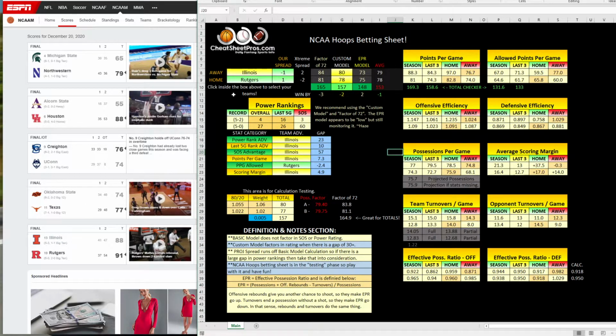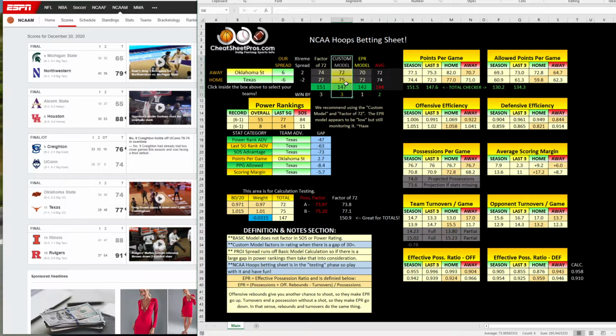So let's go ahead and look at Oklahoma State and Texas. If you've never seen the sheet before, you click into the box, and then you have to go down here and find the team. Oklahoma State, and then Texas is an easy one. You can click it in, do the drop down, or you can type it in. So here what I'm looking at is our custom model.